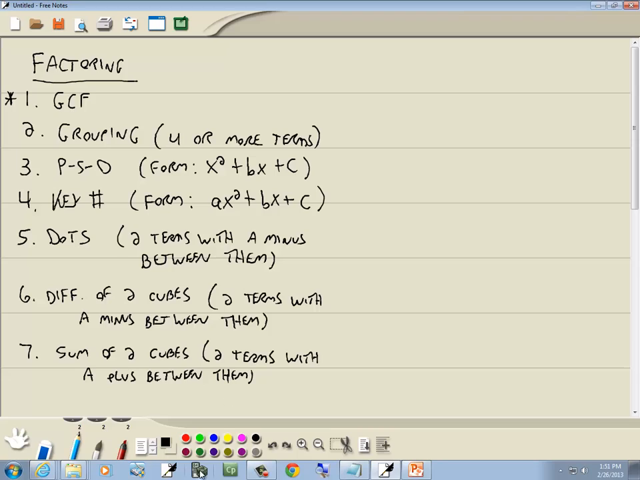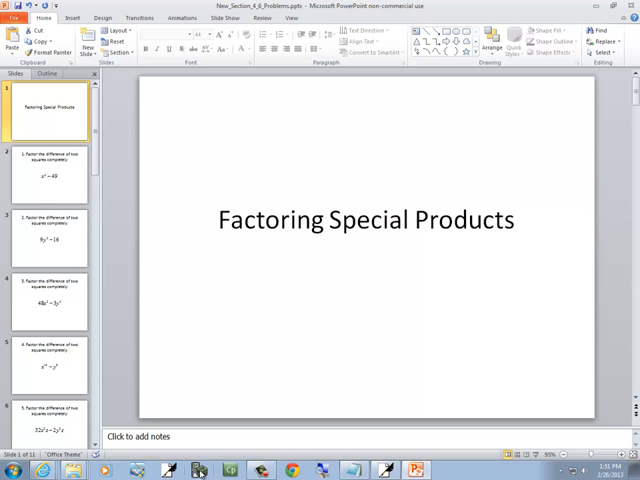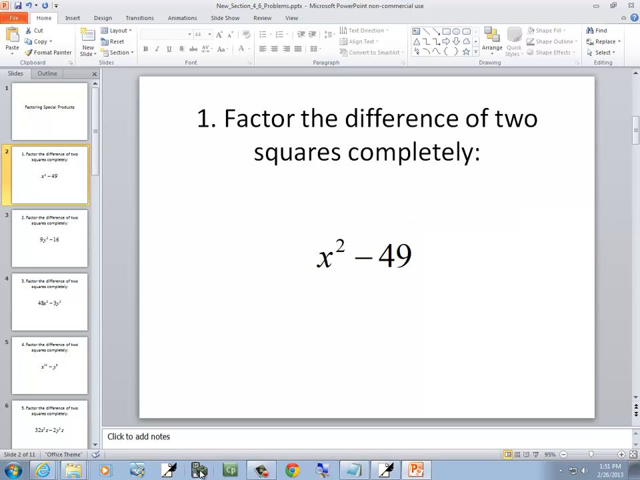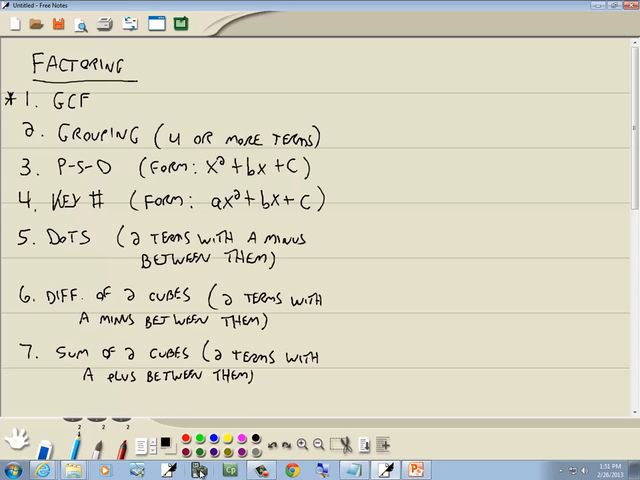There's actually an 8th one, the perfect square trinomial method. But for the perfect square trinomial method, you can do every one of those problems with the PSD and the key number. And you see them so seldom that they're not really worth the effort to learn that method. Let's take a look at our first one here.